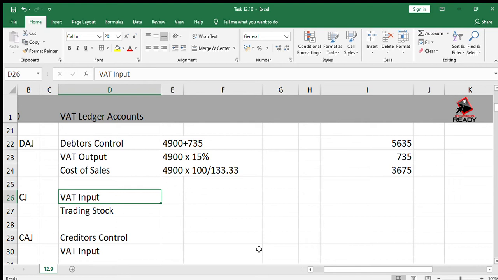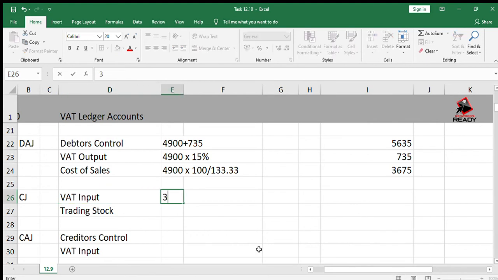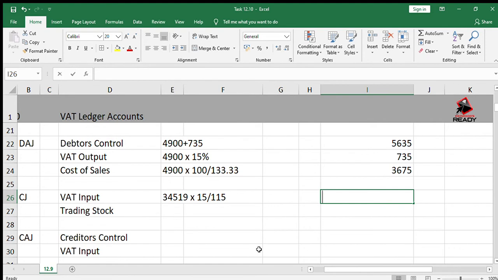Because it says VAT paid on equipment and consumables can be claimed back from SARS, and VAT paid on trading stock can always also be claimed back from SARS, that means the 34519, which is the creditors control amount, basically includes VAT at 15%. So we can work out the VAT input easily. We're going to say 34519 multiplied by 15 over 115, because the creditors control amount always includes VAT. So 34519 times 15 over 115 gives us our VAT input amount.